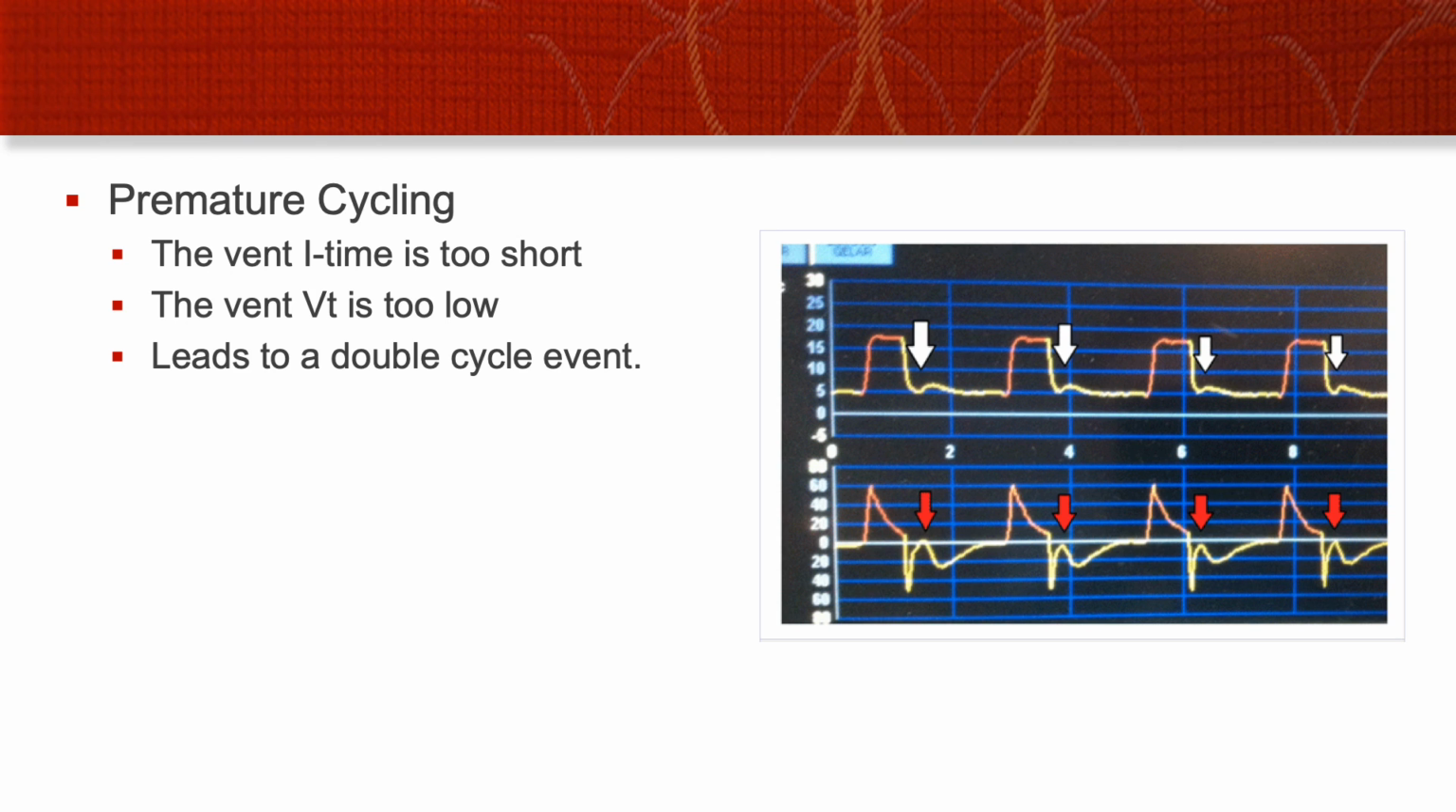And what was taught on this website is that this is because the I time is too short or the tidal volume is too low. And both those things may be the case, or it may be that this is a reverse cycling event and this is patient-independent diaphragm reflexive contraction that just hasn't succeeded into a double cycling event yet. And that's called premature cycling in some texts. I like to think of it as an attempt at a double cycle event.